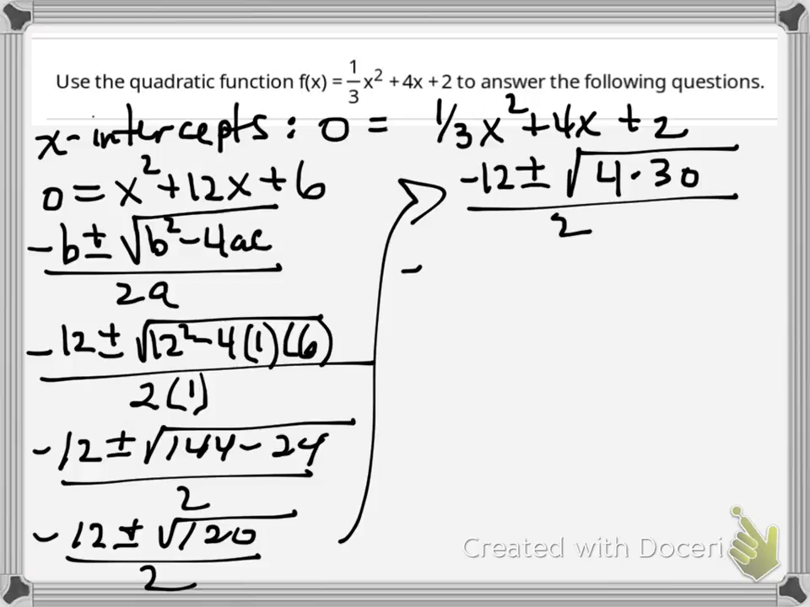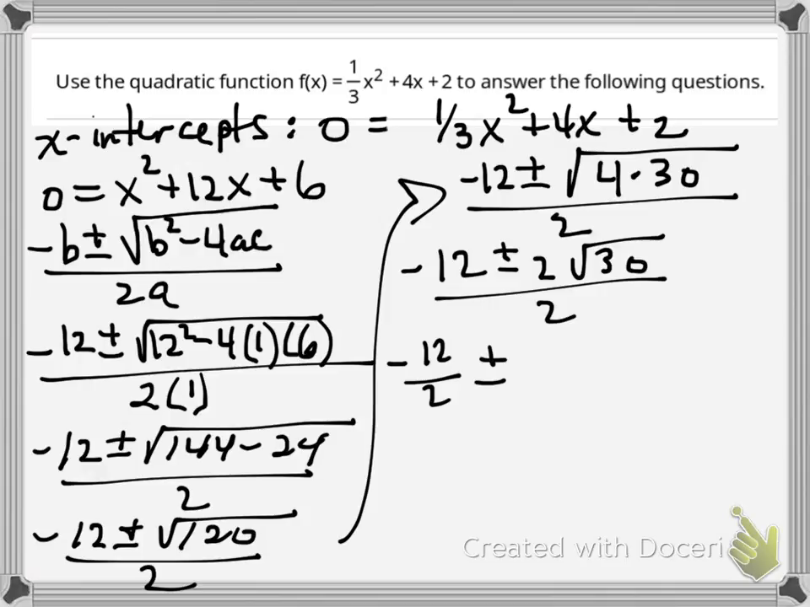And we know that the square root of 4 is 2. So we can rewrite this as negative 12 plus or minus 2, and we're going to leave the 30 underneath the radical sign, over 2. Now let's carefully simplify this. I'm going to split it up into two fractions with a common denominator of 2. So I'm going to write negative 12 over 2 plus or minus 2 square root 30 over 2.